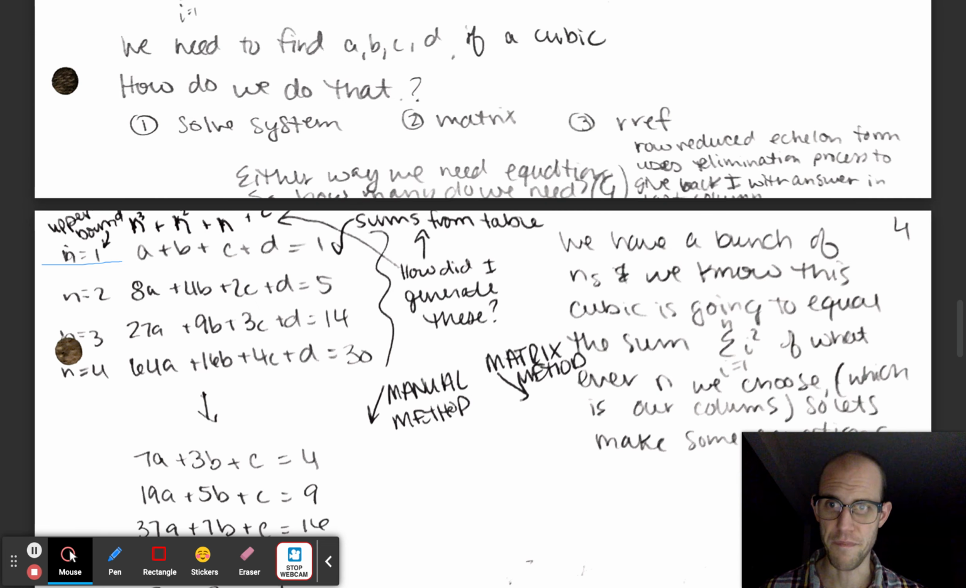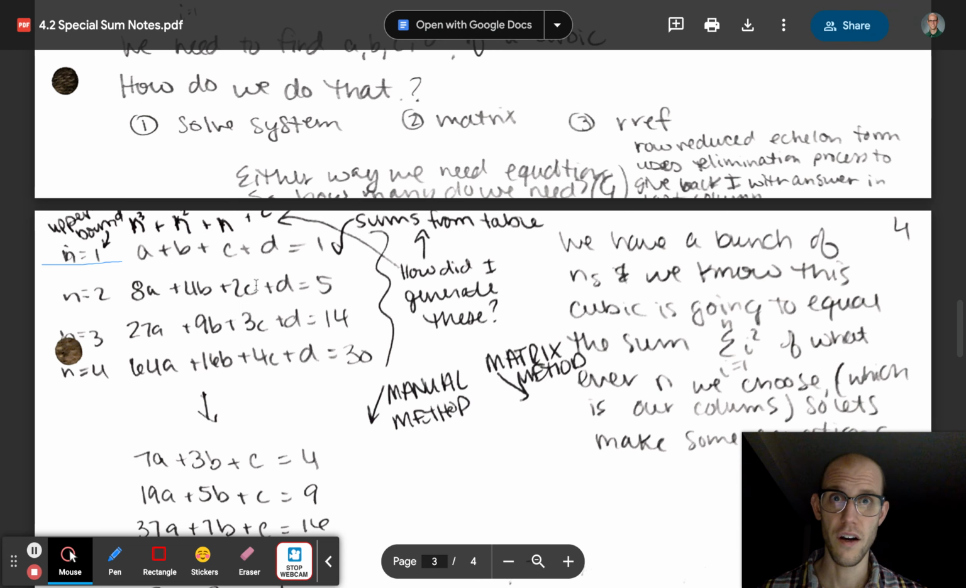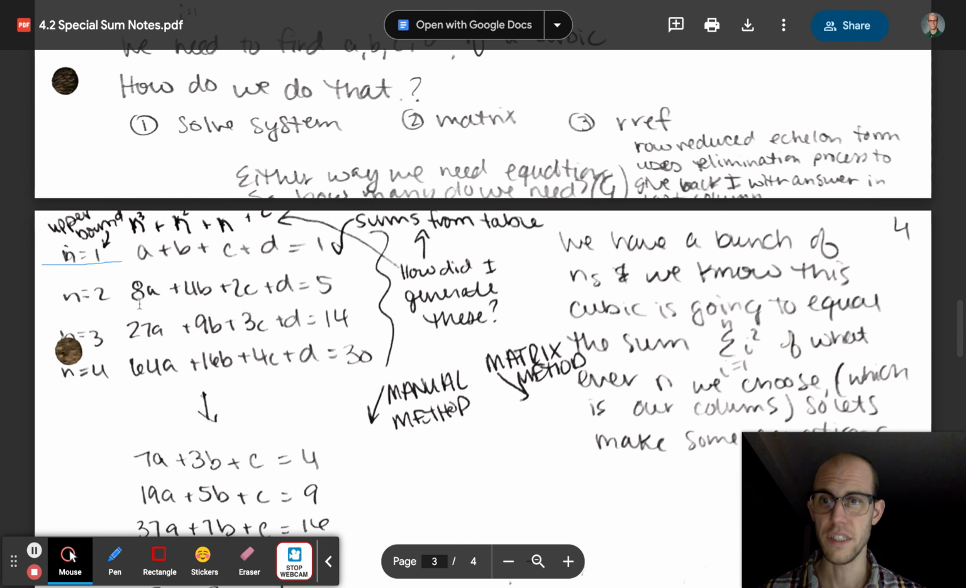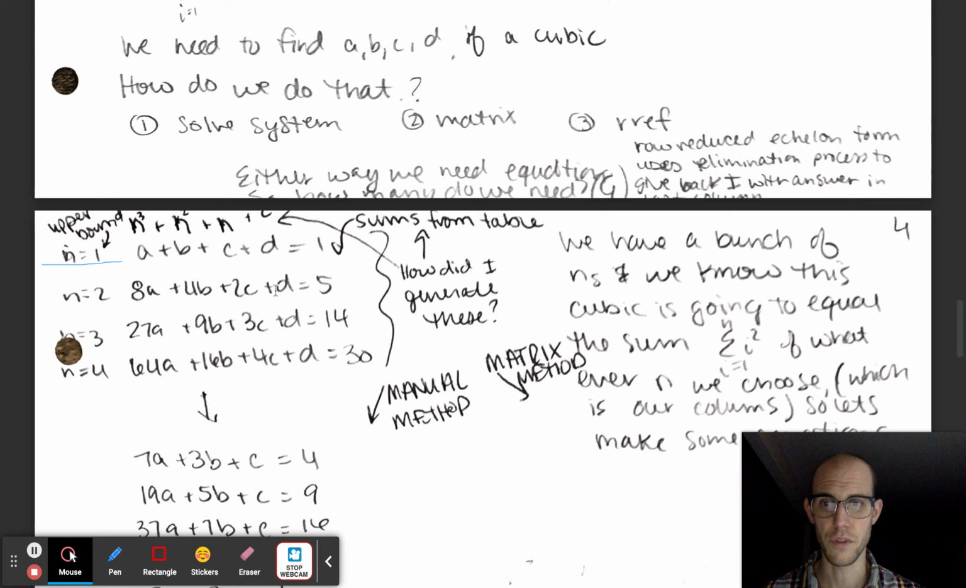Now we're going to do it again. Let's say it's the sum from i equals 1 to 2. Well, we know what that's going to equal, 1 plus 2 squared. So that would be 5. And n was 2. So now n cubed is 8 a's. n squared is 4 b's. n was 2, which is c, and I still have a constant d.